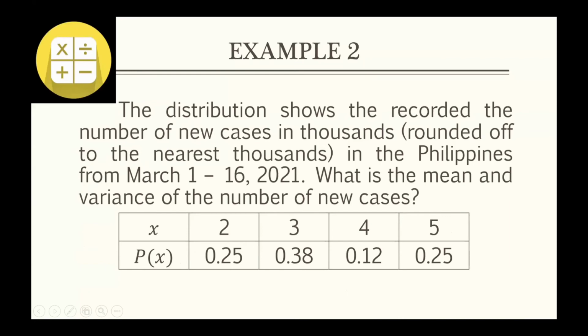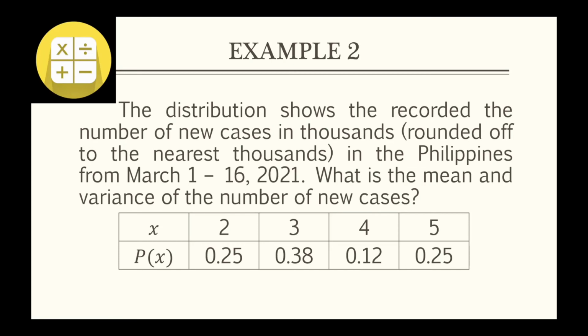Let's have example number 2. The distribution shows the recorded number of new cases in thousands, rounded off to the nearest thousands, in the Philippines from March 1 to 16, 2021. What is the mean and variance of the number of new cases? In the table, as the probability distribution, we have the number of new cases, 2, 3, 4, 5, in thousands. Its probability, respectively, 0.25, 0.38, 0.12, and 0.25.